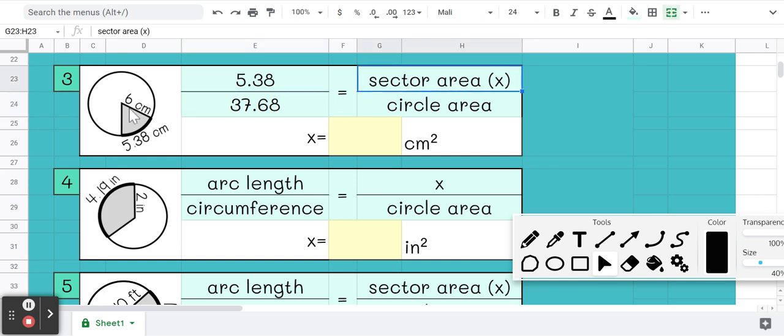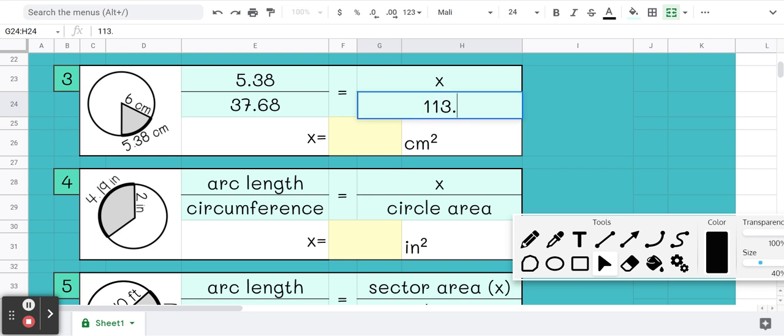The sector area is the area of this piece. We don't know it yet, so we're going to use x to represent that area. And then the circle area is pi times radius squared. The radius is 6. So 3.14 times 6 times 6. We got 113.04.